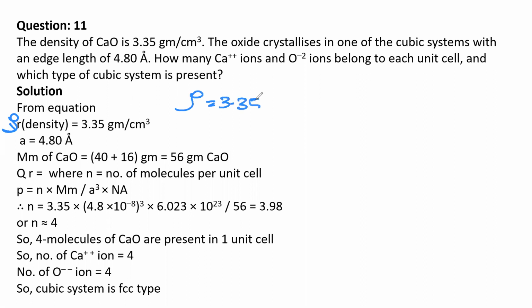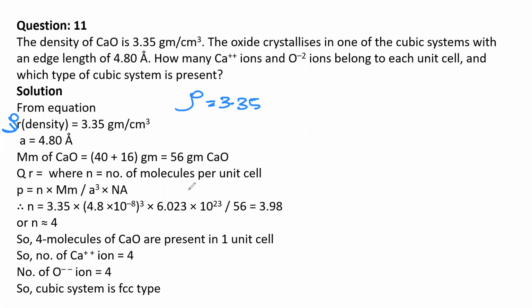Molecular mass of calcium oxide, already we know. Calcium is 40, oxygen is 16, so it is 56 grams for calcium oxide. And n, that is number of molecules per unit cell, we have to find that first. If you know the number of atoms per unit cell, straight away you can decide the structure of the crystal. So here everything is given except the n value.